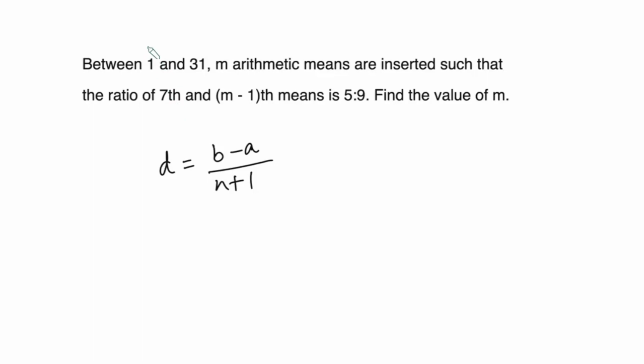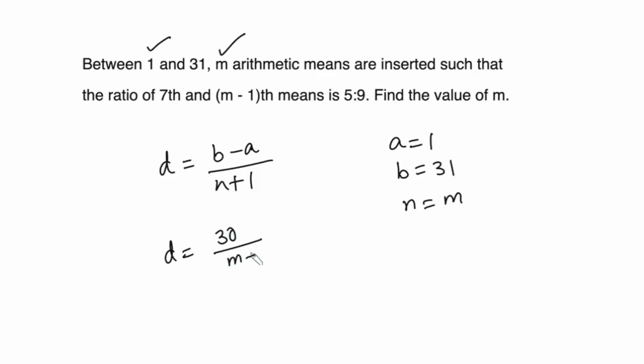Here we are given the numbers a, which is 1, and b, which is 31, and m arithmetic means are inserted. So n is equal to m. So d will be equal to b minus a, that is 31 minus 1, so 30, over n plus 1, so m plus 1. So we have the value of d. We know the value of a.